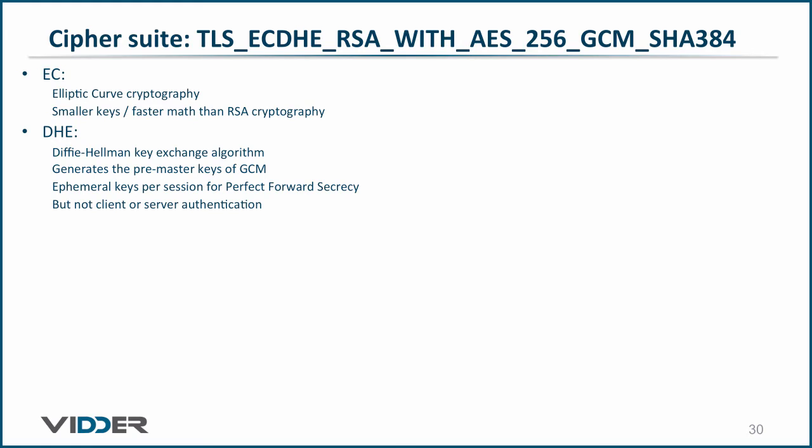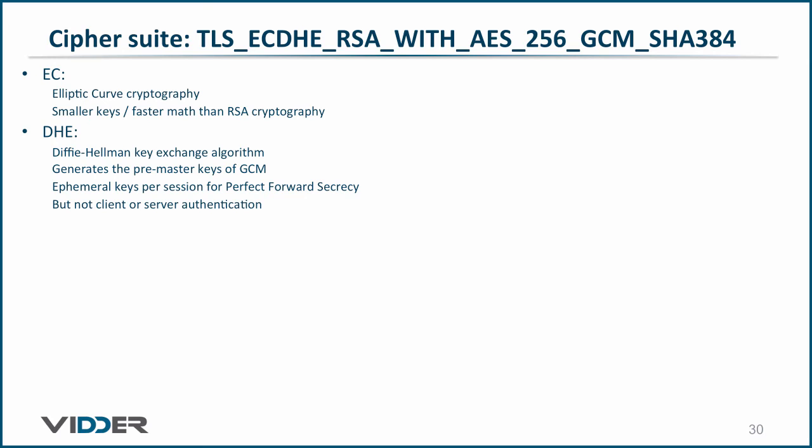DHE stands for Diffie-Hellman ephemeral. It uses the Diffie-Hellman key exchange method to generate the pre-master keys of the Galois counter mode algorithm. The word ephemeral means that the key generation algorithm will create new keys each session in a way that provides perfect forward secrecy, which means that if the cryptographic conversation is recorded and later the long-term private keys are compromised, the attacker will still not be able to decrypt the conversation.